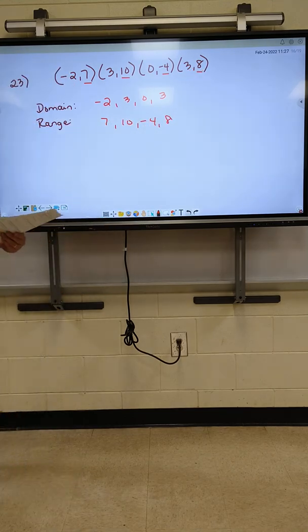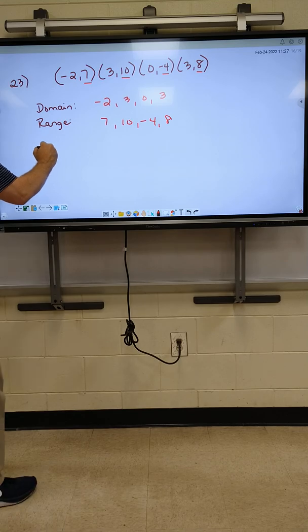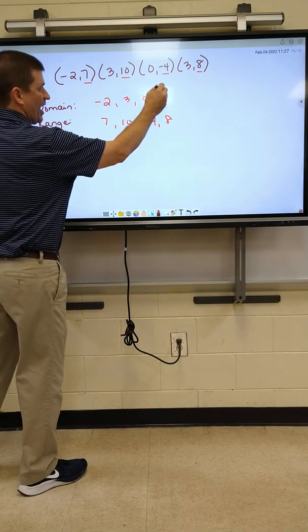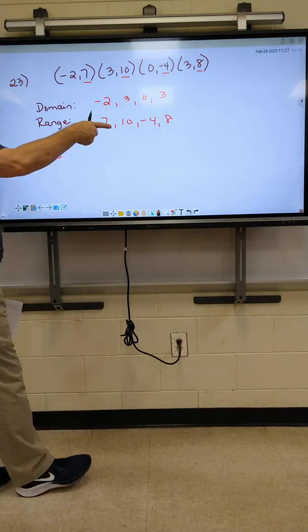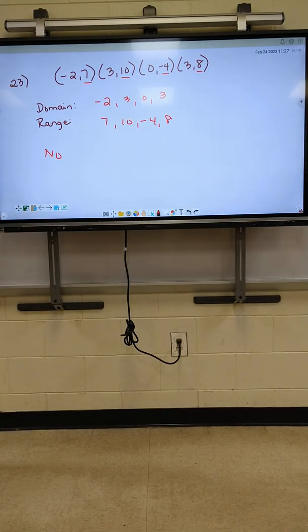Now, it's not asking if this is a function or not, but what if it did ask you if this is a function? It would be a no. Why? Because it has 2 3s. You can't have the same numbers repeat in the x's. Doesn't matter about the y's. So that would be a no, but they're not asking us for that. It looks like you're going to have one of those on the test.